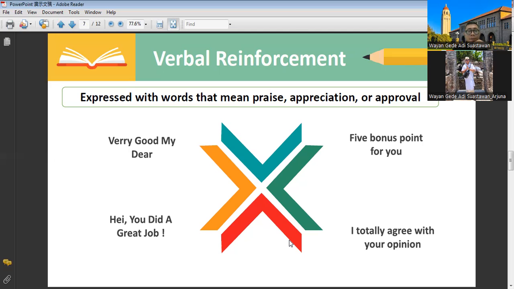And what about in the form of sentences? It is more complicated than words. When we give reinforcement in the form of sentences, it will be more meaningful when we want to apply verbal reinforcement in the learning processes. Let's see some examples of verbal reinforcement in the form of sentences. So we can say, very good, my dear. Hey, you did a great job. Five bonus points for you, or I totally agree with your opinion.